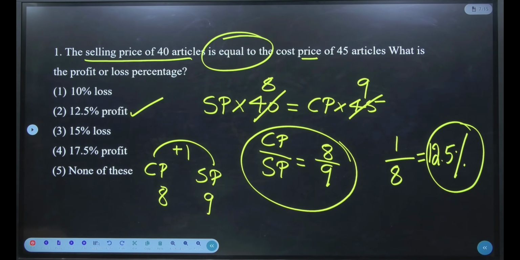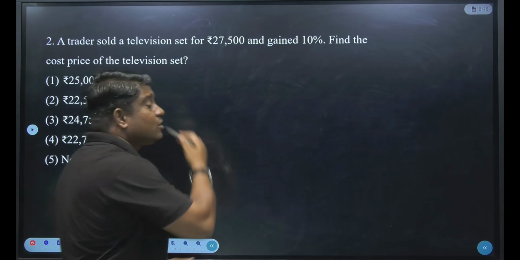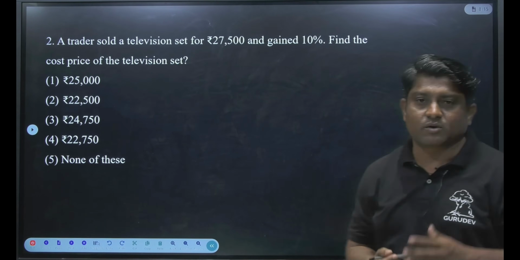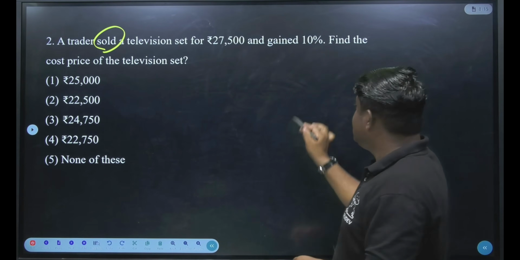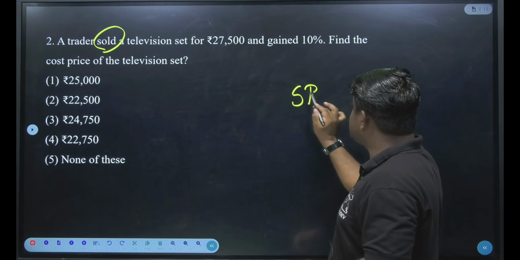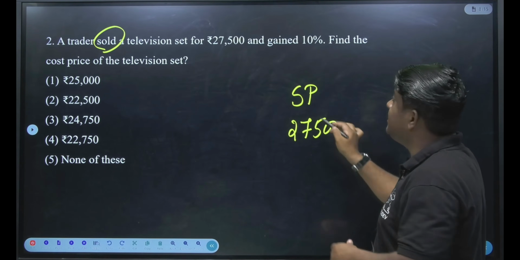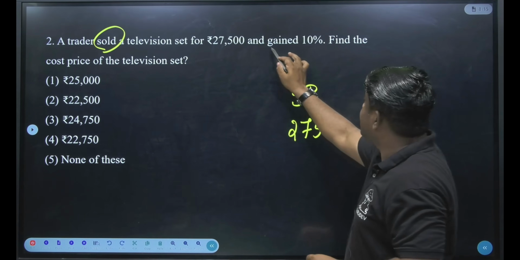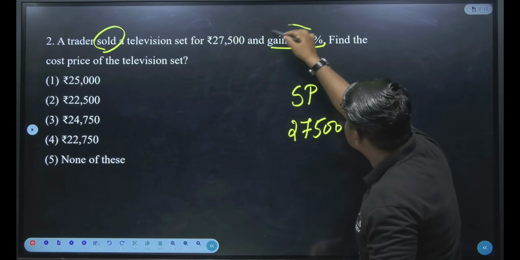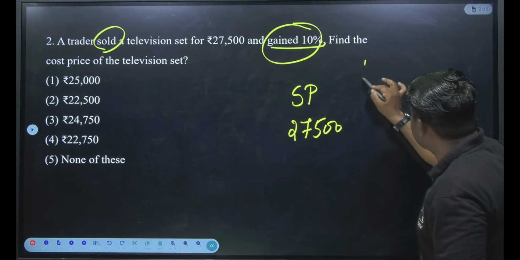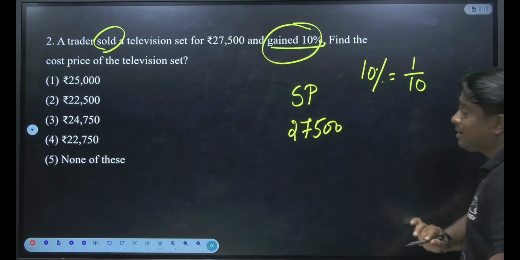Now let us move to the second question. A trader sold a television set for 27,500 rupees. Sold means nothing but selling price. He has given the selling price, which is 27,500 rupees. What is he selling? Television. Very good. And gain 10%. Gain is nothing but the profit. How much profit is he getting? 10%. Now with the help of this percentage, I can easily write the fraction, that is nothing but 1 by 10.